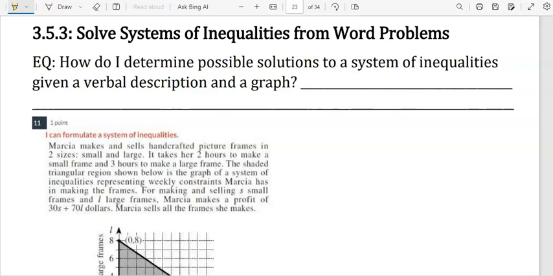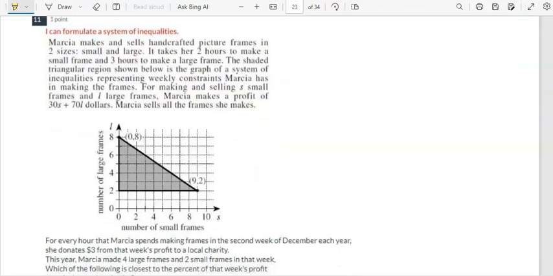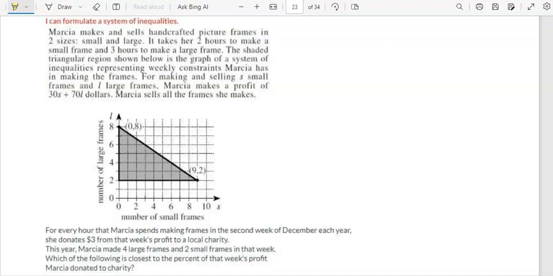3.5.3 Solve systems of inequalities from word problems. The essential question is, how do I determine possible solutions to a system of inequalities given a verbal description and a graph? Let's look at the example. The skill is, I can formulate a system of inequalities.